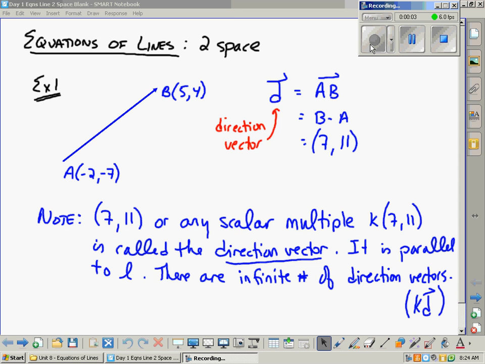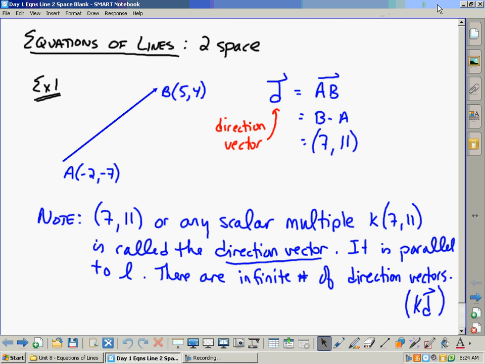Okay, so today is day one of our new unit. We're going to do equations of lines and planes in the next 2 units.